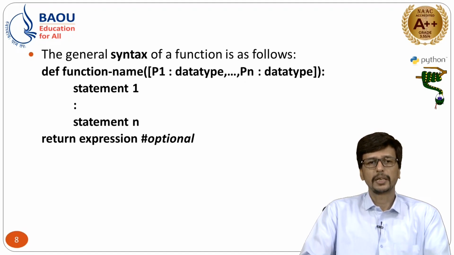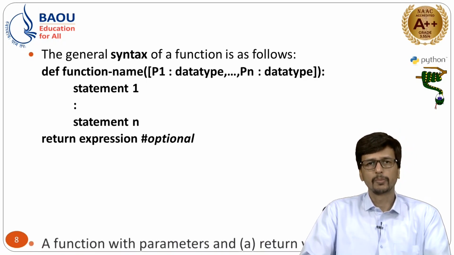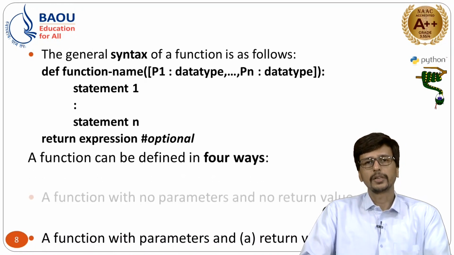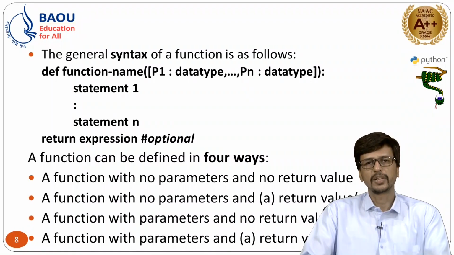So return, then expression, and this is optional. It is not mandatory to write this return statement. Some statements can return some value and some statements don't return anything, right? So based on that, different types can be defined based on the number of parameters.